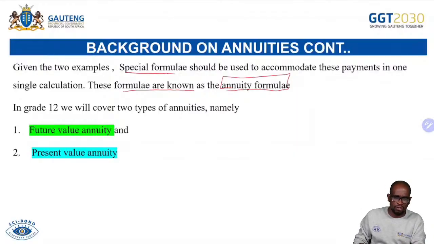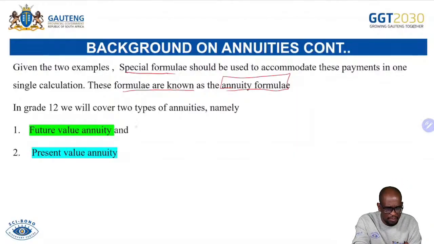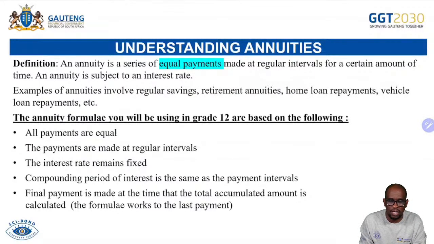All right, so we'll cover two types of these annuities. Number one, it is the future value. Number two is the present value annuity. All right, let's go through. All right, so we are continuing with our annuities.